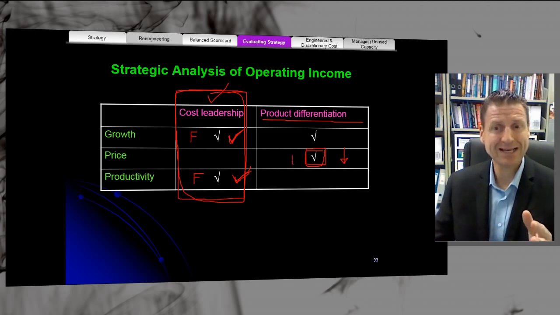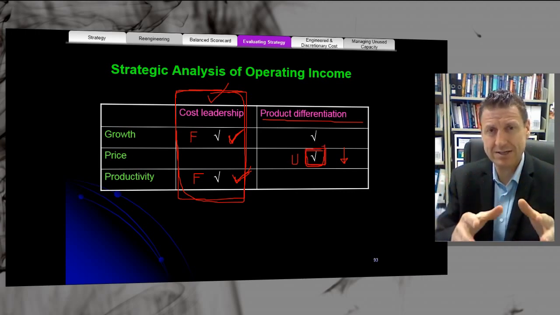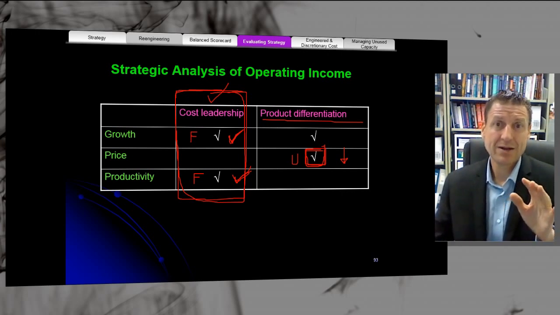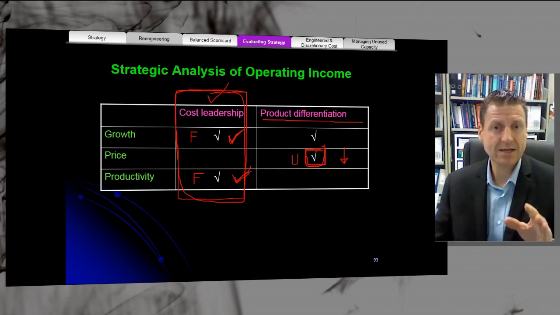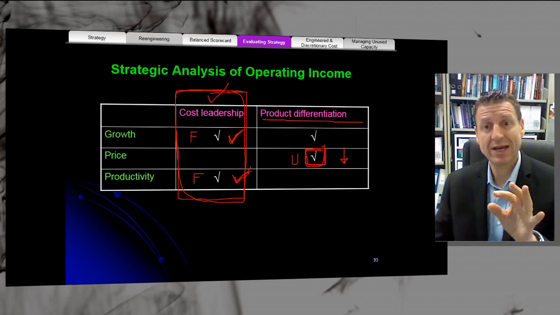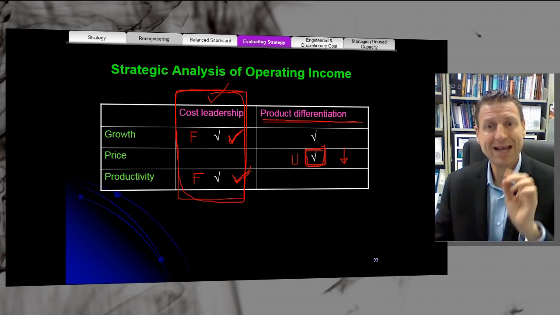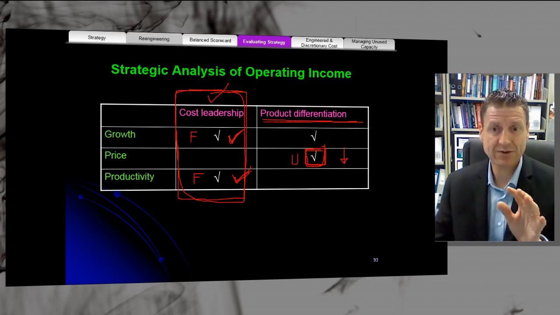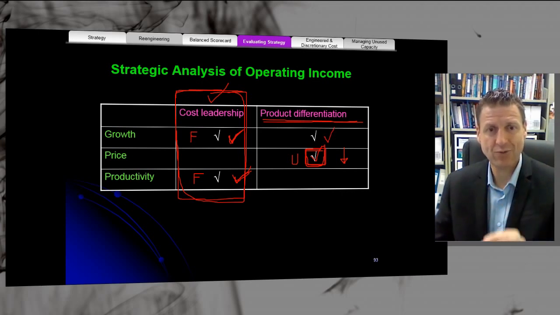But chipset has an unfavorable price component, and so chipset focusing on cost leadership strategy is not so concerned about this as long as these two components are favorable. Now, if chipset was following a product differentiation strategy, then chipset would actually focus more on making sure that the price recovery is going to be favorable and also making sure that the growth component is favorable, and may not focus so much on the productivity.